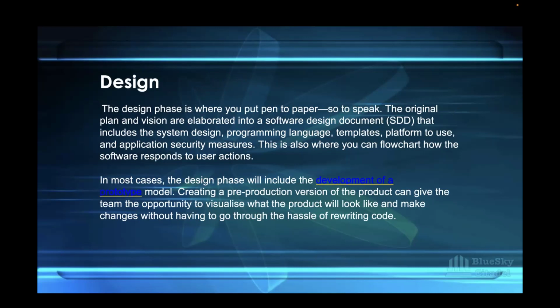Which takes us to this next phase, which is the design. The design phase is where you put pen to paper, so to speak. The original plan and vision are elaborated into a software design document that includes the system design, programming language, templates, platform to use, and application security measures. So this is also where you can flowchart how the software responds to user actions.